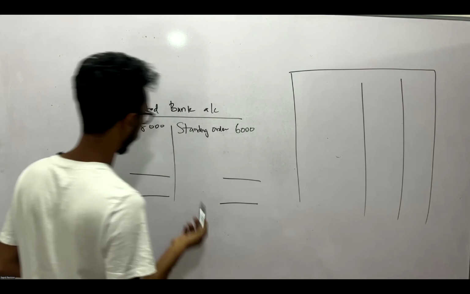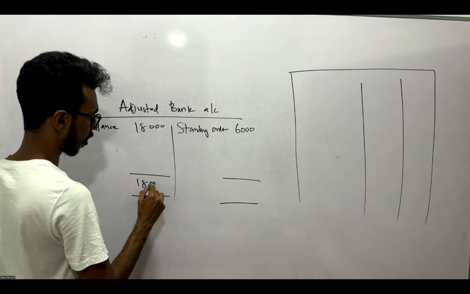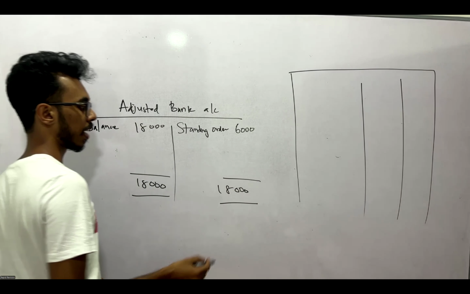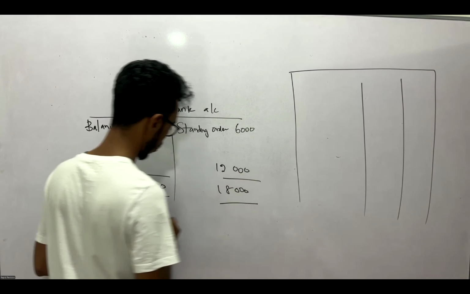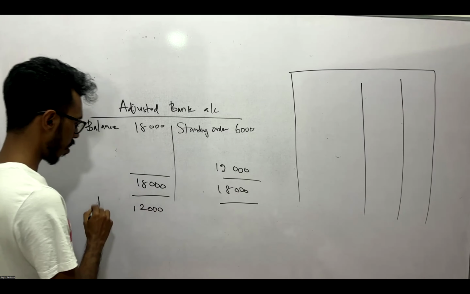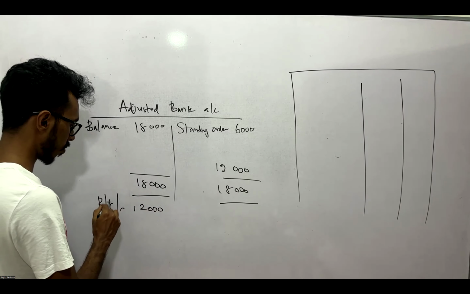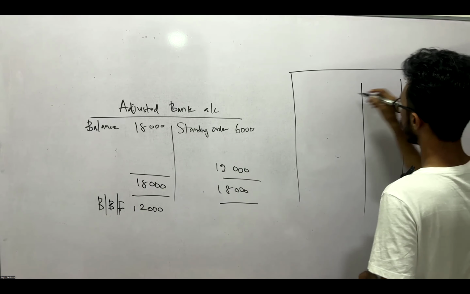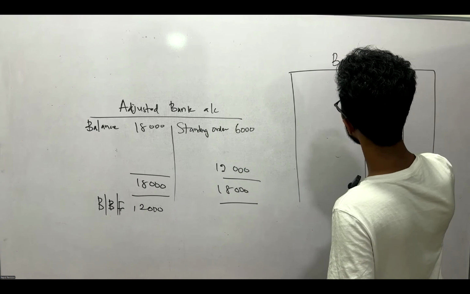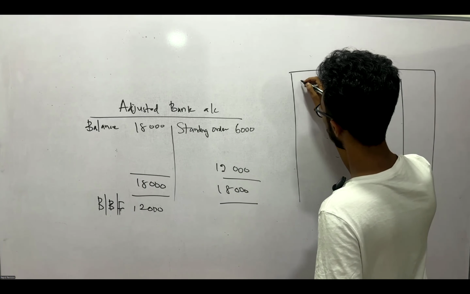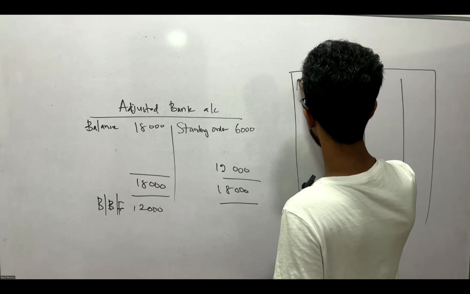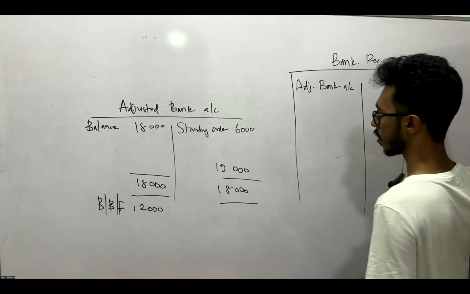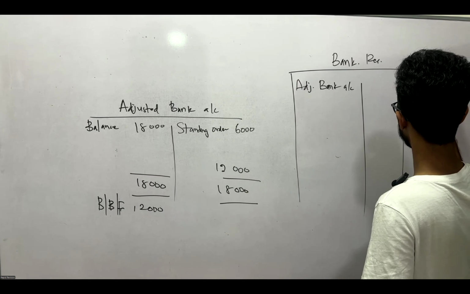Let's write it in. So you have to take 18 here, 18 here. If you deduct 6 from 18, that is 12. This 12 becomes your balance brought forward. This balance, we take it here. This is the balance, right? So you take the balance here as adjusted bank account, that is 12,000. Adjusted bank account is 12,000.